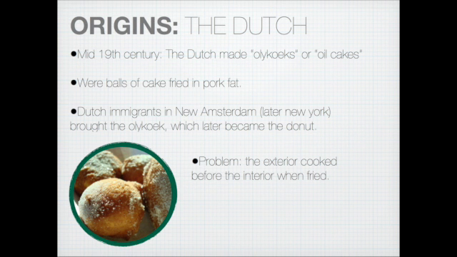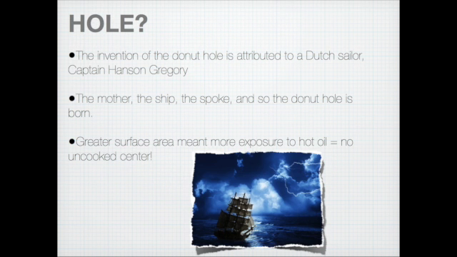The first people to make this sort of modern donut were the Dutch, since they took balls of dough and fried them in pork fat, calling them oil cakes. Later, Dutch immigrants that moved to New York brought the oil cake, which became popular in America. The only problem was that this oil cake had no hole, and so the exterior would be cooked before the gooey interior. Now, where did the hole of the donut come from?